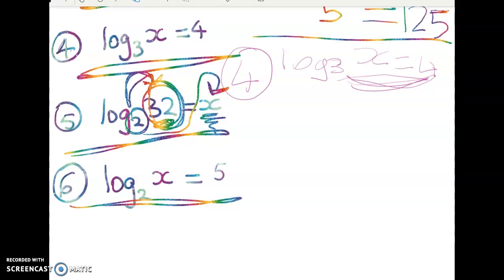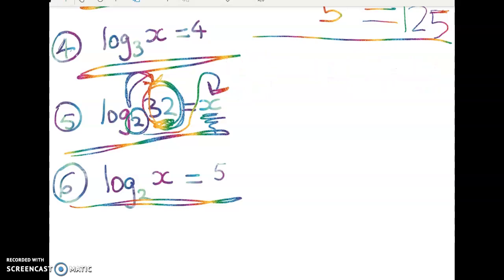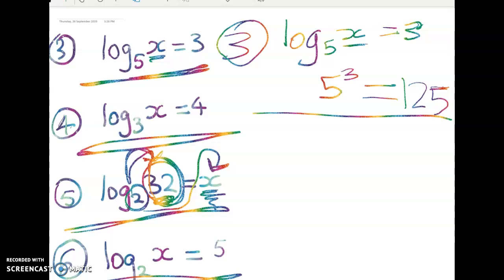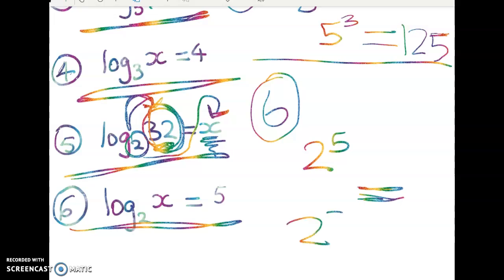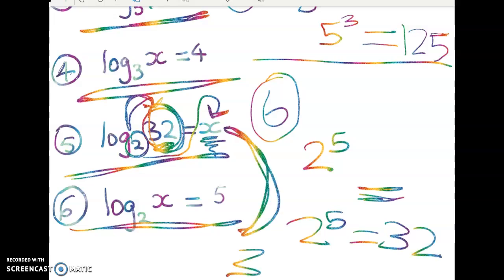Now I'm going to do number 6, which is the same as the first two. You know the drill now, I hope. You get 2 to the power of 5 equals... oh, we already did this! 2 to the power of 5 is 32. So to both of these questions, the answer is 32. So log to base 2 of 32 equals 5.